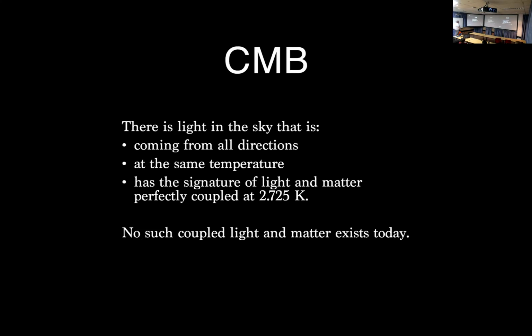Right, so there's light in the sky. It's coming from all directions. It's at the same temperature to 1 part in 100,000, and it has the signature of light and matter perfectly coupled at 2.725 Kelvin. And so far as we know, there is no such matter out there today. You would have to fill the universe with something almost perfectly at that temperature and have nothing heat it up. It can't be a blend of 2.725 and 2.8 and 2.6. It has to be exactly at that temperature and just be radiating. And there's nothing around like that today.